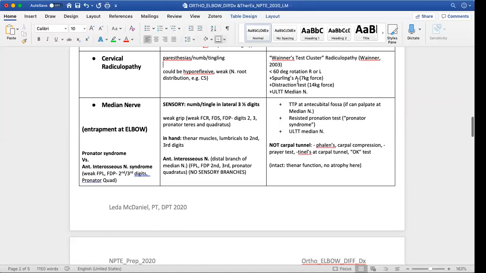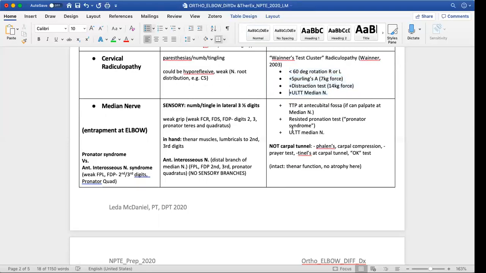Cervical radiculopathy, I have the test cluster in here for your reference. These are the 4 tests that are commonly described to rule in cervical radiculopathy. It's the Wainner test cluster.